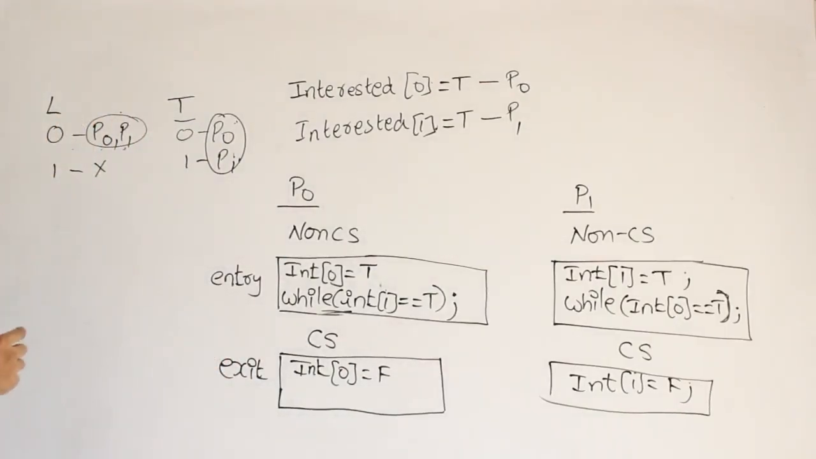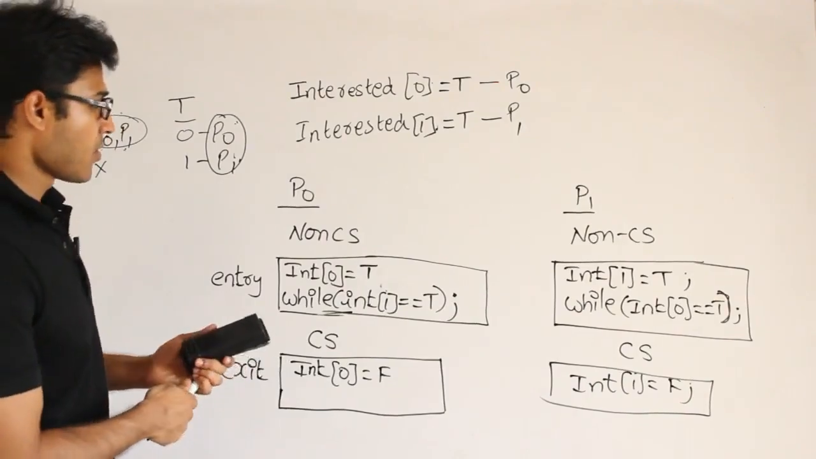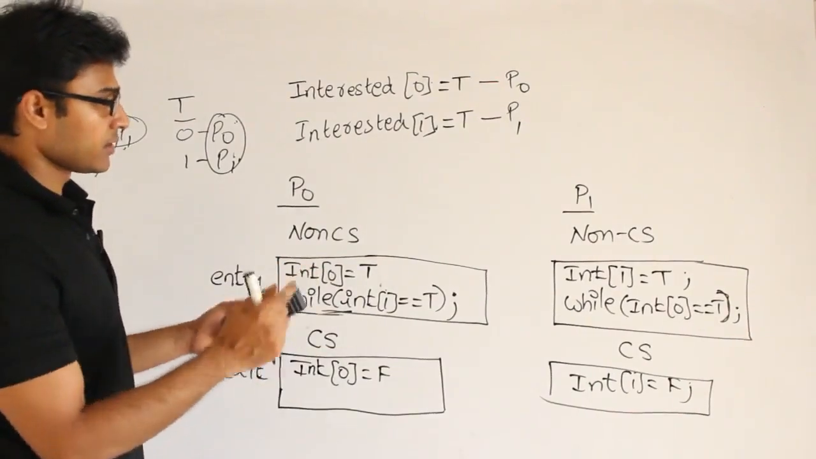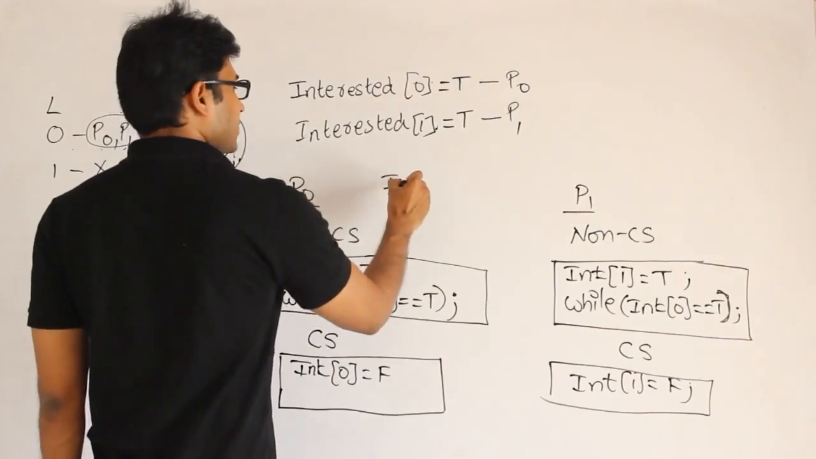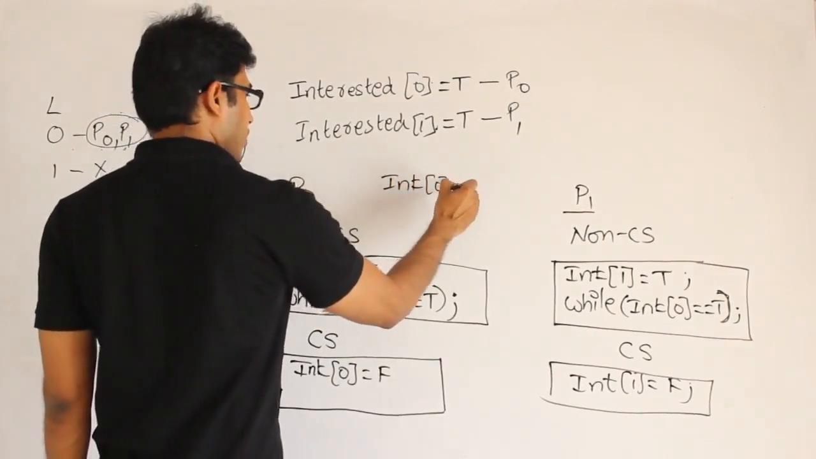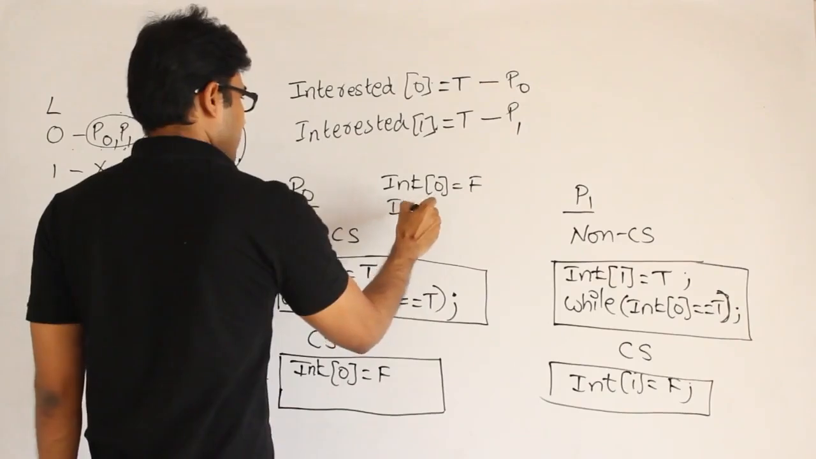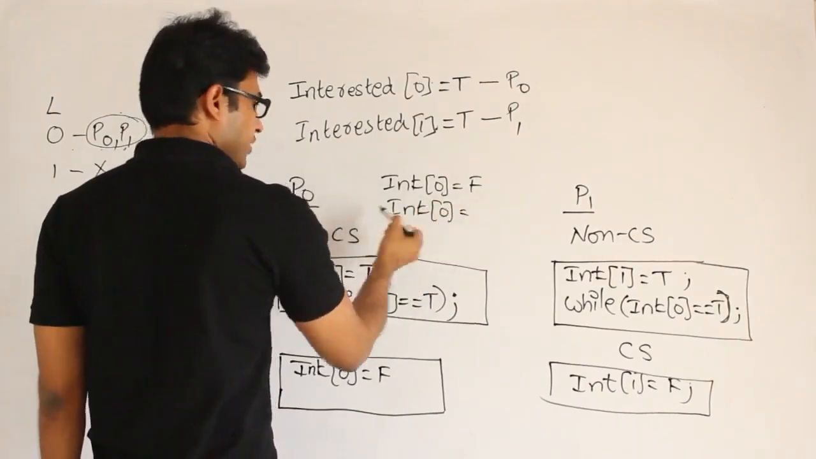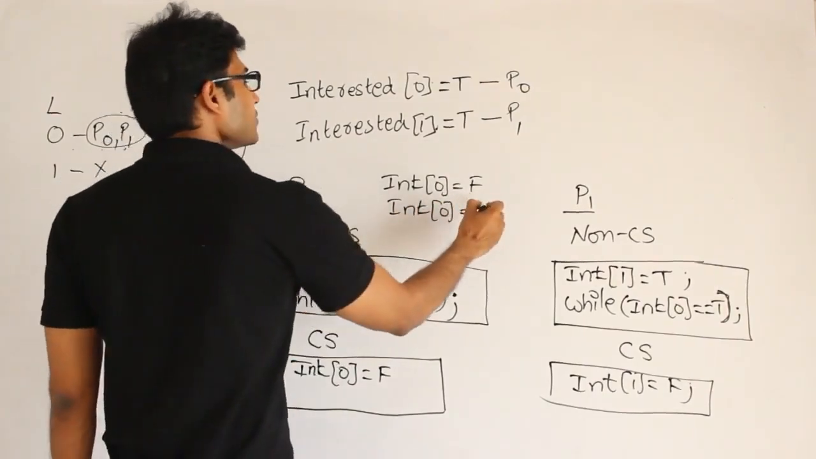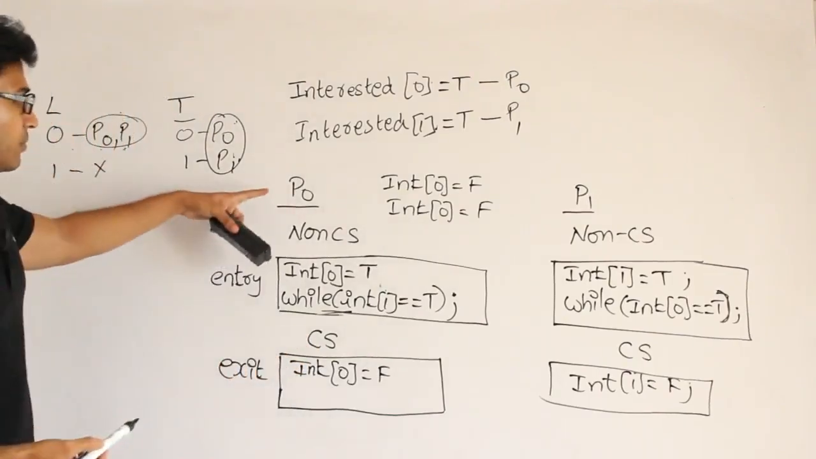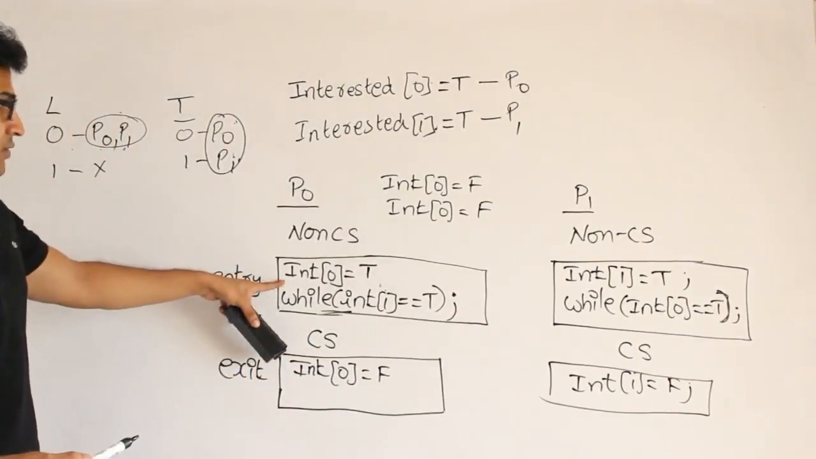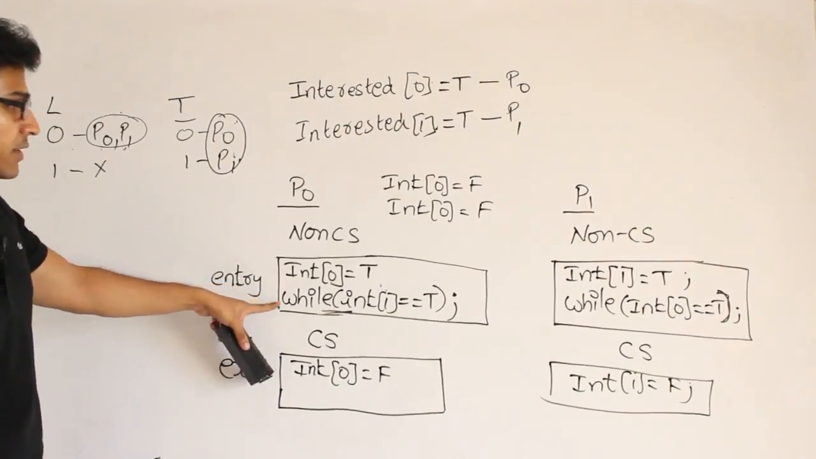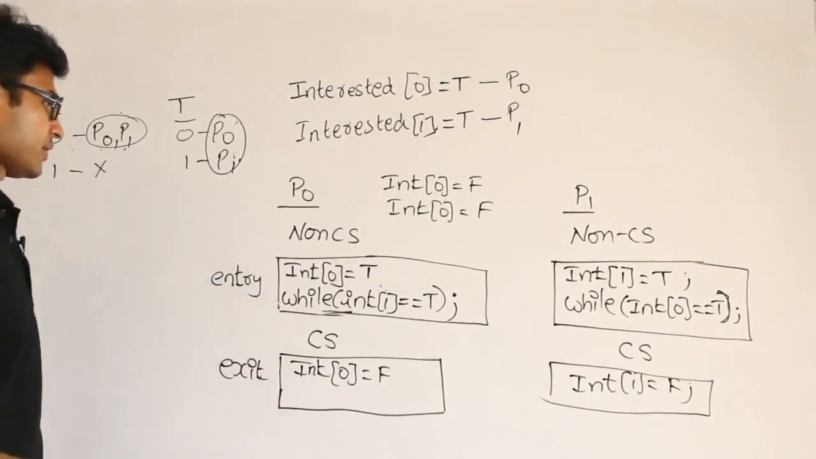Now let's see if mutual exclusion is possible, which means, is it possible that both processes can enter the critical section simultaneously? Observe this. Interested of 0 initially is false, and interested of 1 is also false. Now when P0 wants to enter the critical section, it will make interested of 0 true, and it will see that the other one is not interested, therefore it can enter the critical section.